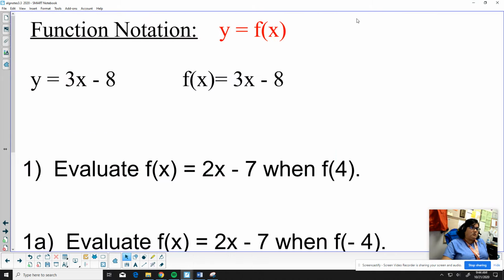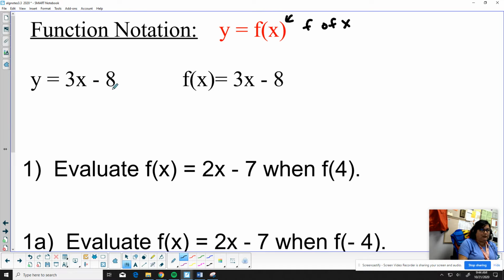All right, so function notation is another way of writing y. Function notation is f of x. So I'm actually saying f and then the word of and then x. So that right there, f of x is how we say that. So it's the same thing.